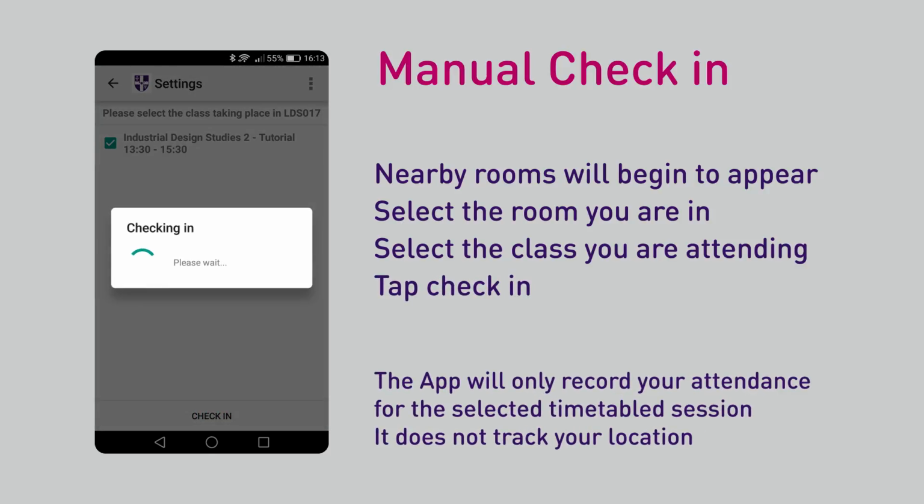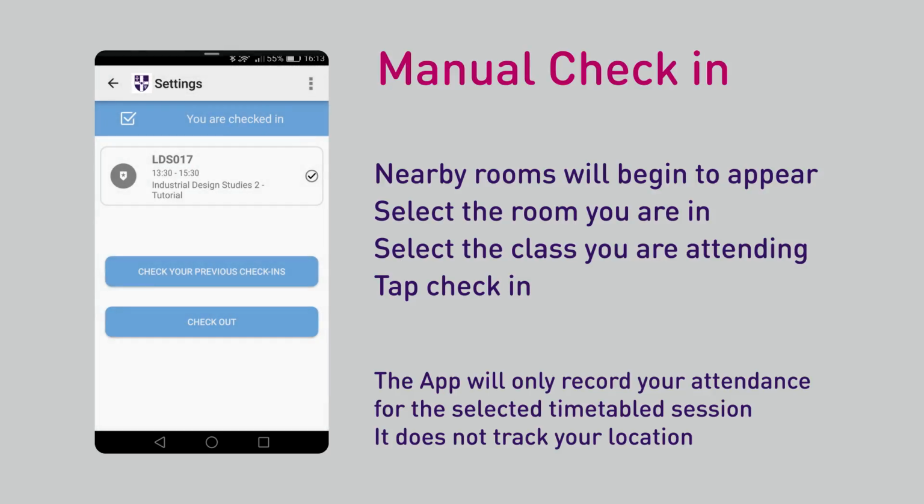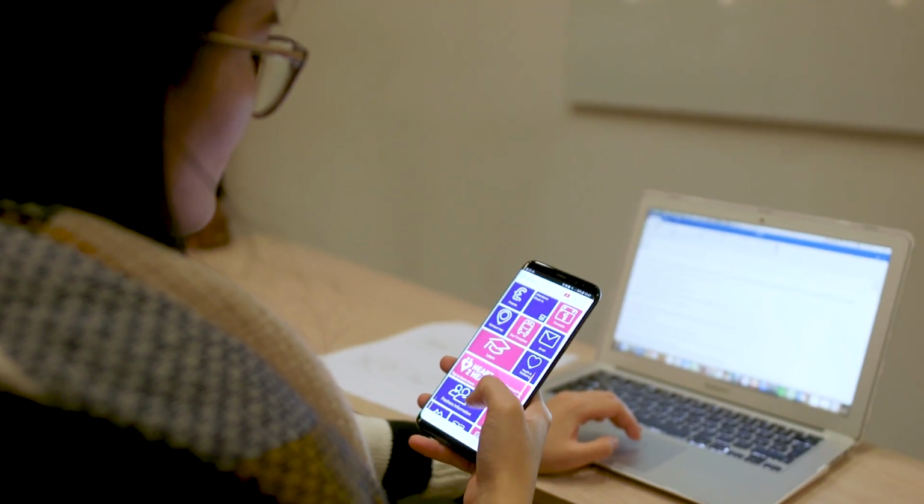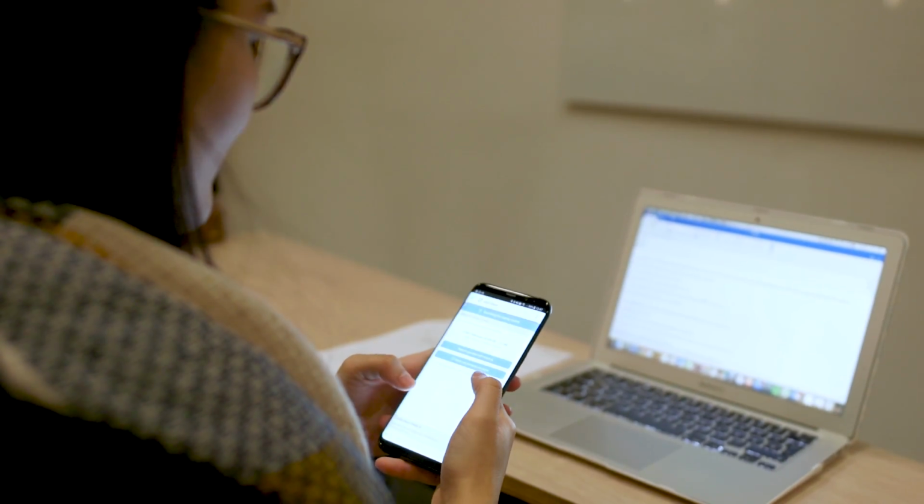Don't worry, as the app will only record your attendance for your selected timetable session. It won't monitor location in any other parts of campus. If you don't have a smartphone, you can use web check-in at my.lboro.ac.uk. That's it! No more queues and waiting around for your paper form registers.